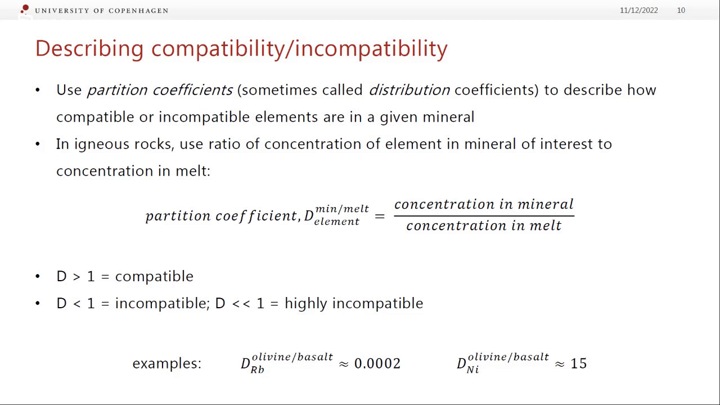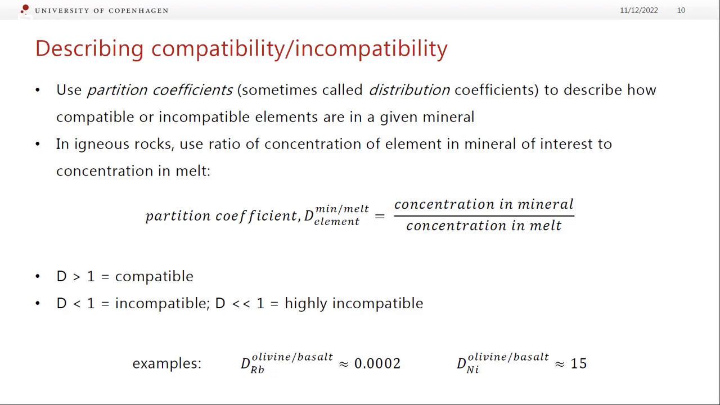So this is where we start doing a tiny bit of maths, which will ramp up, but I hope to make it not too dramatic. So we can use a partition coefficient to describe whether an element is compatible or incompatible. And usually in igneous rocks, the partition coefficient is just defined as the concentration in the mineral divided by the concentration in the melt.